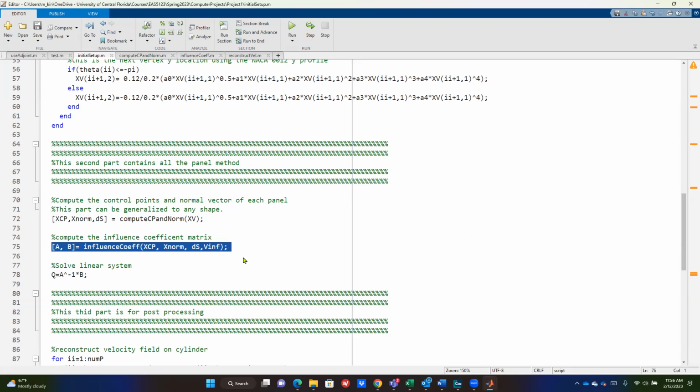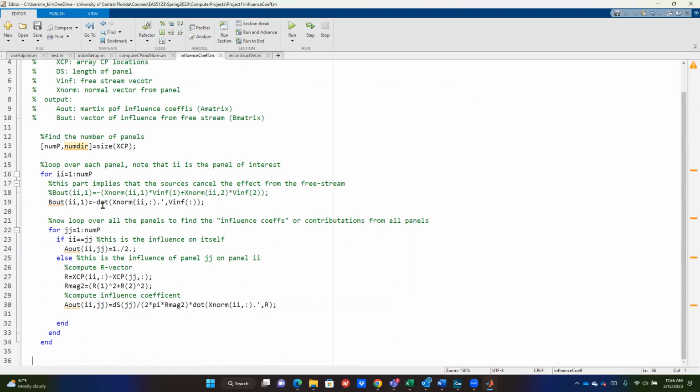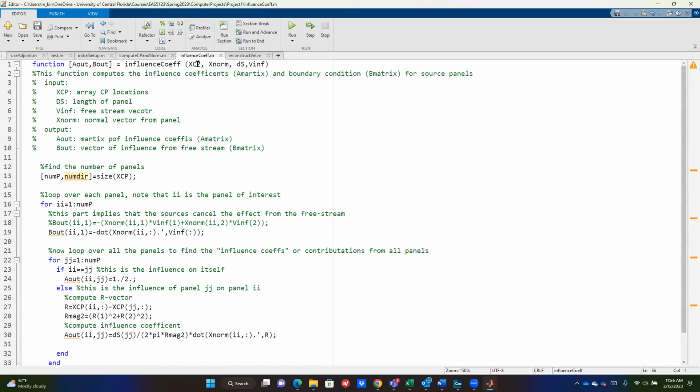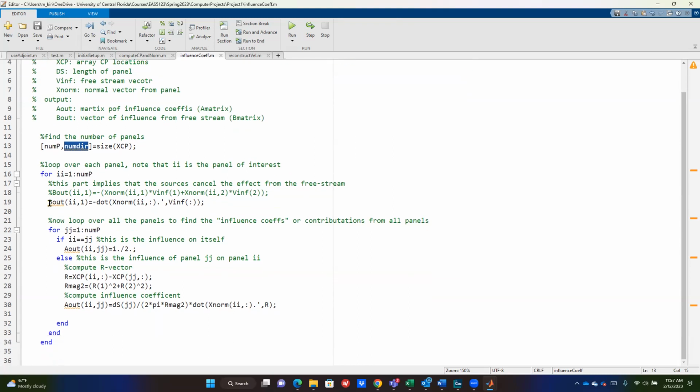Then we develop the influence coefficients. The influence coefficients basically utilize the control points, the normal vectors, the size, and the free stream. What this did in my code is I had it count the number of panels and the number of directions, just in case, pretty much just 2 here. Then we loop over the panels and look for the panels of interest. Okay, so we have our B vector. That's the first one.